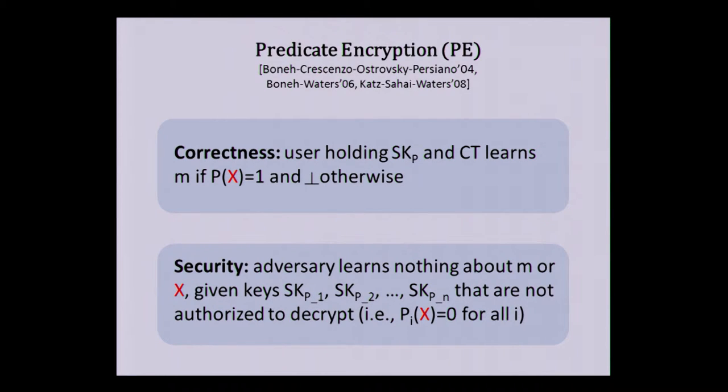The security informally says the following: no adversary can learn the message or the secret attribute vector given many secret keys for different predicates P1 all the way up to Pn, subject to the constraint that for all of the secret keys that the adversary holds, none of them should be able to decrypt the message individually. That is, for all i, Pi of x is equal to 0.